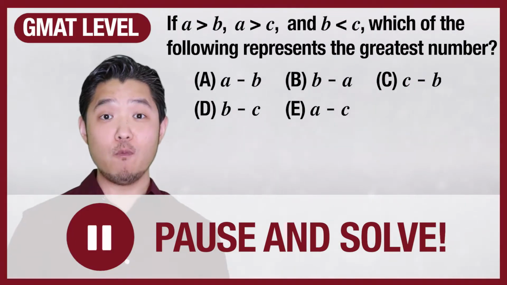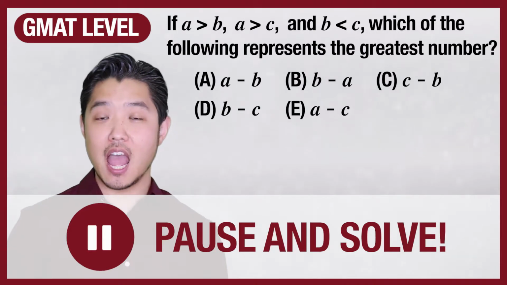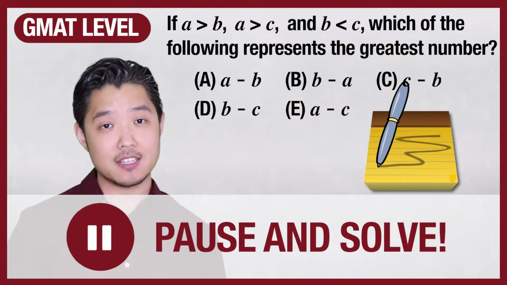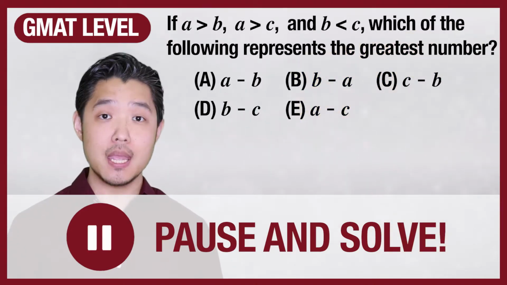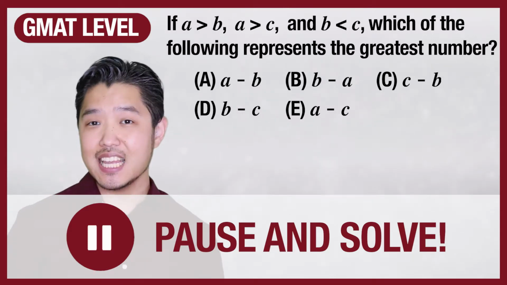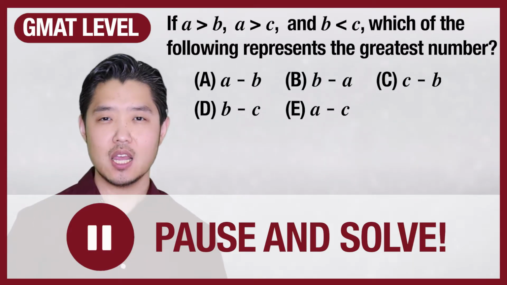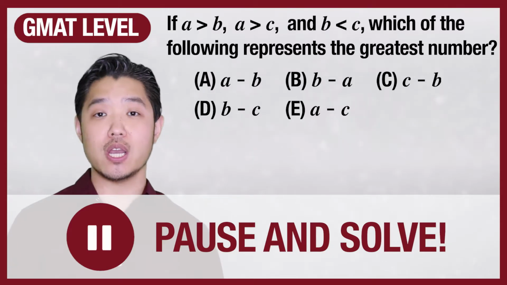Now, let's solve for the GMAT level problem. Time for a scrap paper and a pen. If A is greater than B, A is greater than C, and B is less than C, which of the following represents the greatest number?